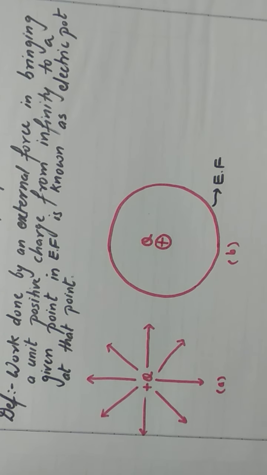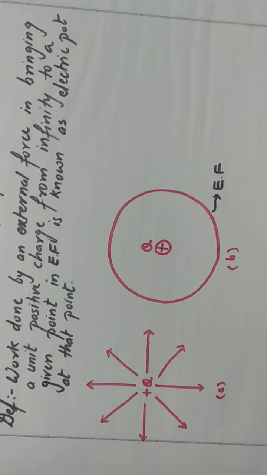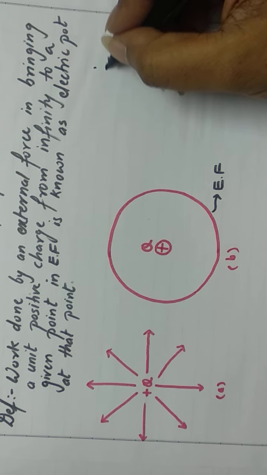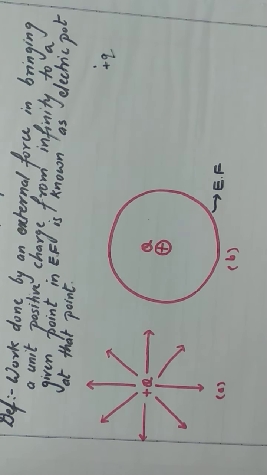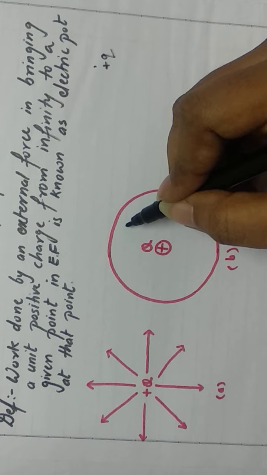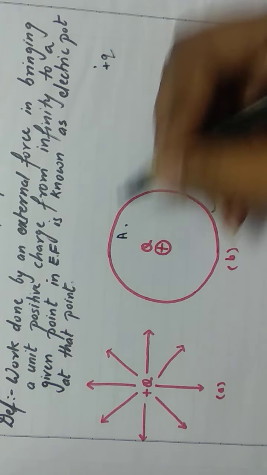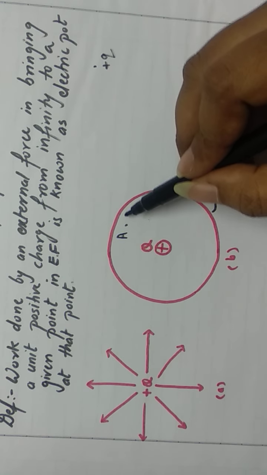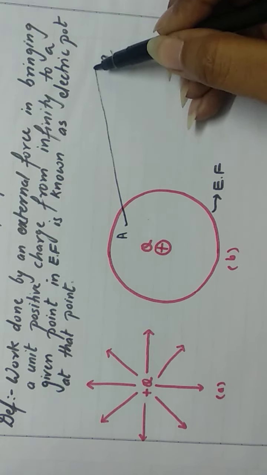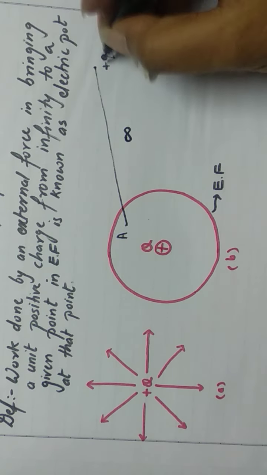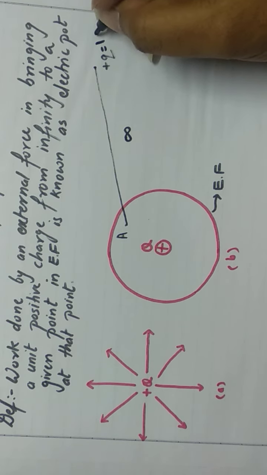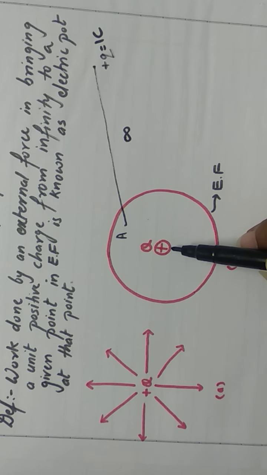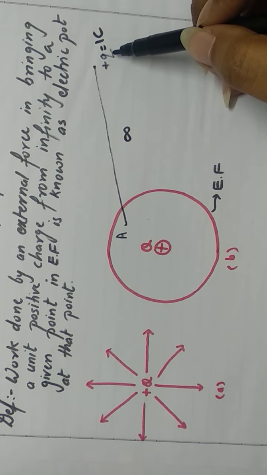Now, as we have studied, what was the electric potential? Suppose I have a unit positive charge over this place, and this is a point A in the electric field of this source charge. Distance between these two is suppose infinite, and the value of this is suppose 1 coulomb.